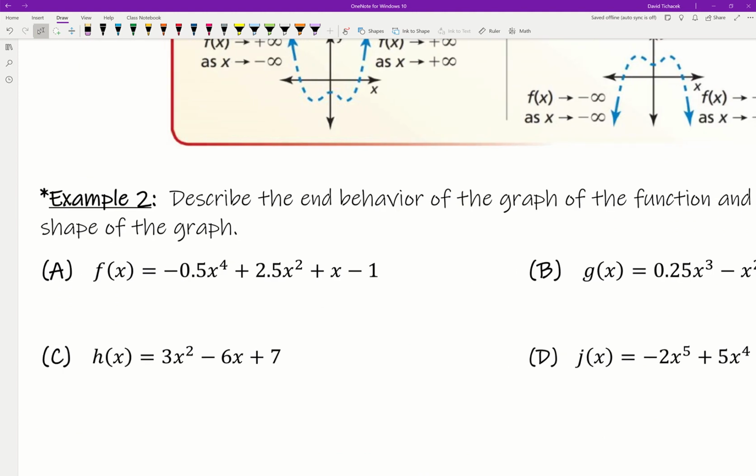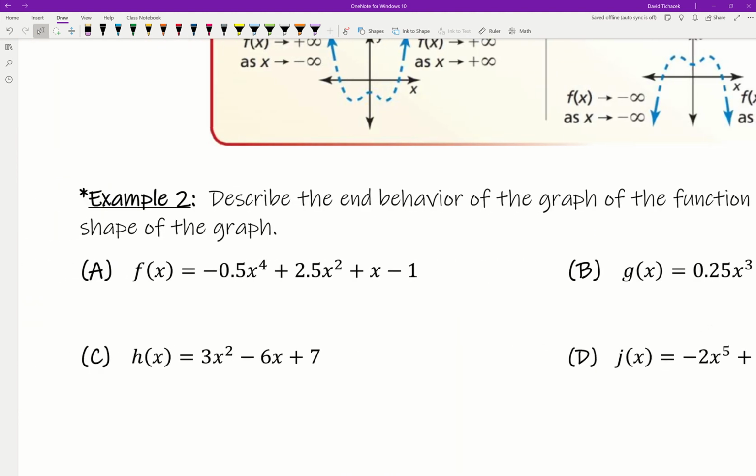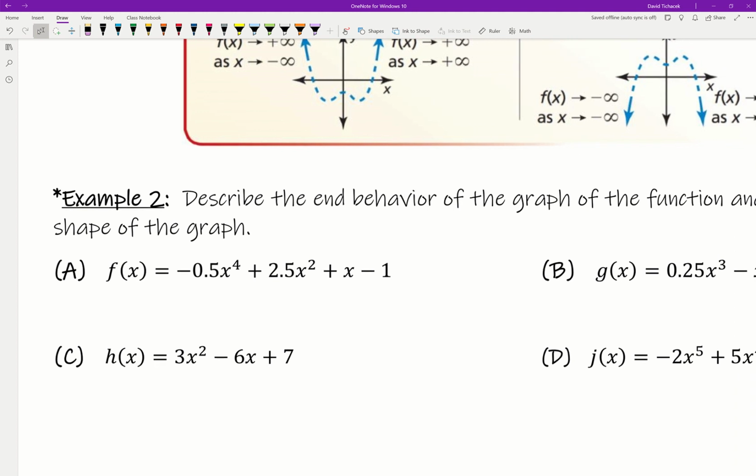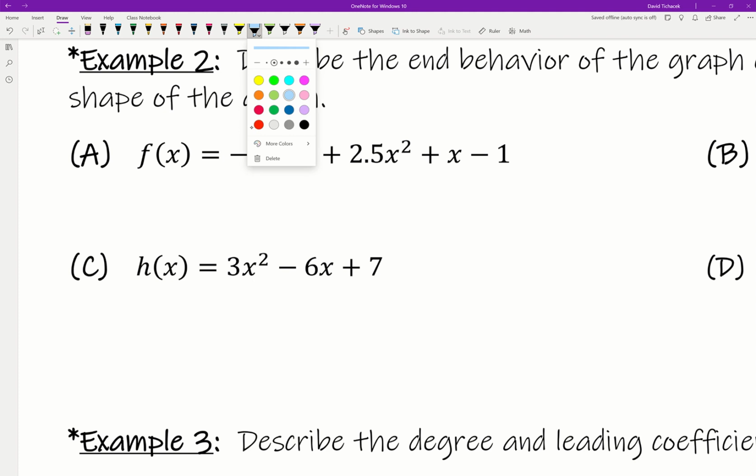So like here in example 2, it says, describe the end behavior of the graph of the function and make a sketch of the shape of the graph. Okay, we're actually going to go ahead and skip sketching the overall shape. We will sketch a quick idea of what the end behavior would look like. Okay, so here in this first example, we have a leading coefficient of, it looks like, negative 0.5, and that of course is a negative number, whereas the degree of this polynomial, the highest exponent that we see after it's written in standard form, is a 4.